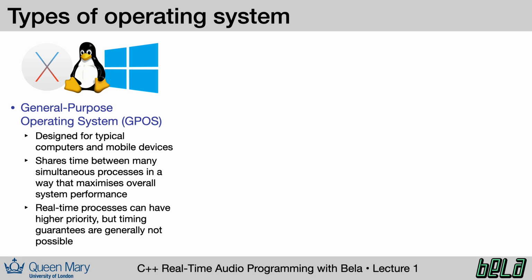Let's also talk about the kinds of operating system you might run on that processor. We have our familiar general-purpose operating systems, Mac, Windows, Linux, Android, iOS, etc., basically designed for typical applications on computers and mobile devices. The idea of the general-purpose operating system is that it shares time between a number of simultaneous processes, all of which get to run approximately at the same time to maximize the overall performance of the system. You can oftentimes give certain processes higher priority than others, but you can't generally make ironclad timing guarantees about when a particular process will run.